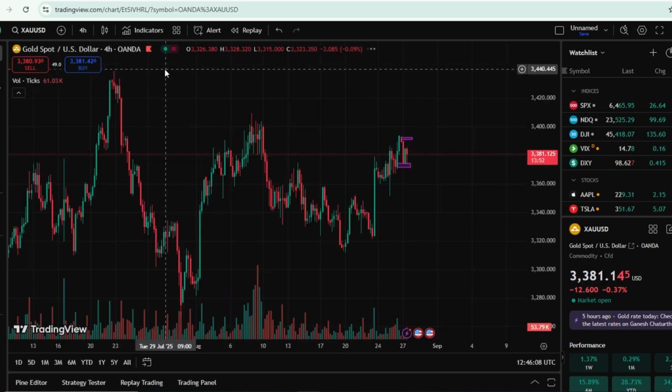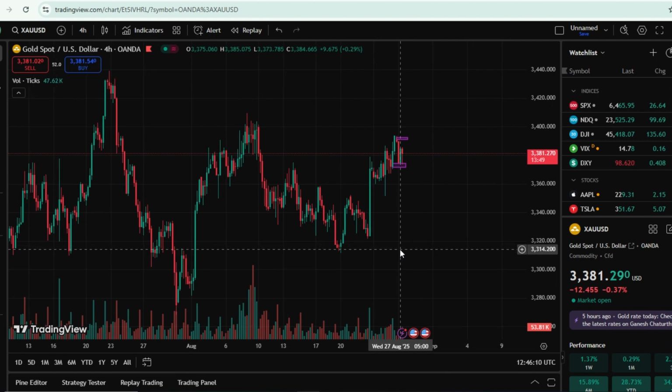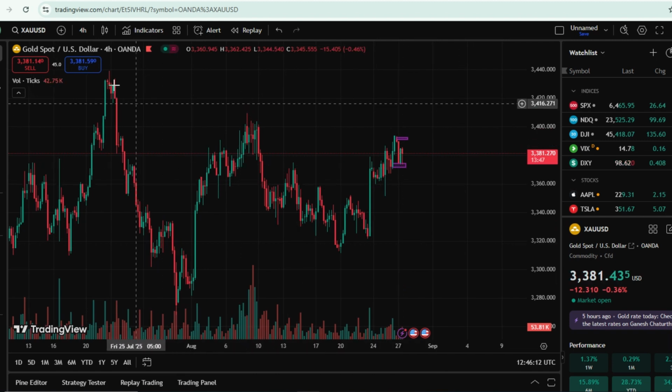Let's move to the higher time frame of 4 hour. Now we have to mark the supply zone and the demand zone for the 4 hour time frame. Now let me select the path tool for elaboration.